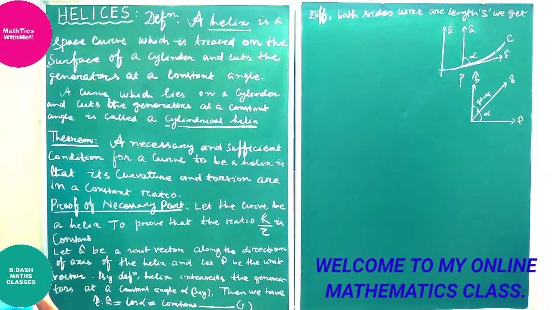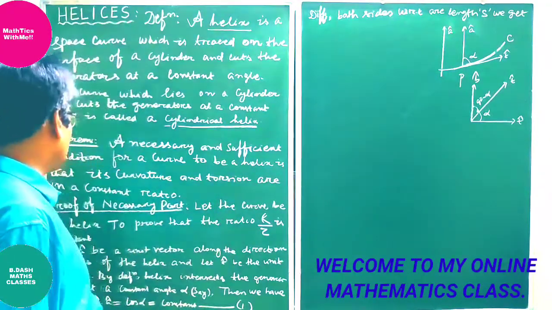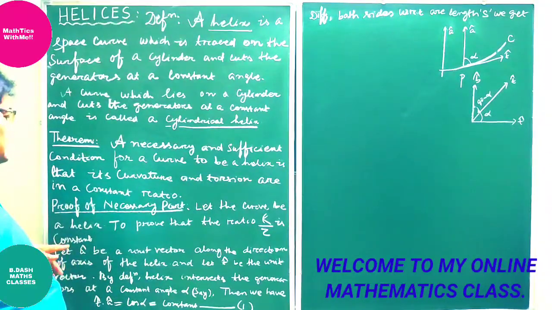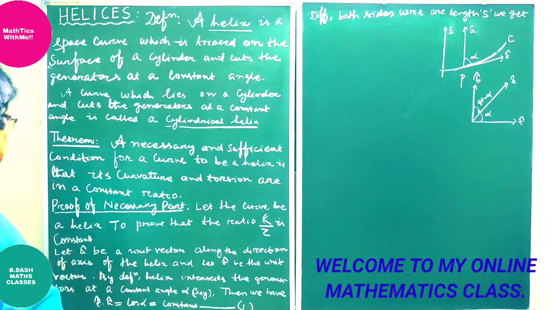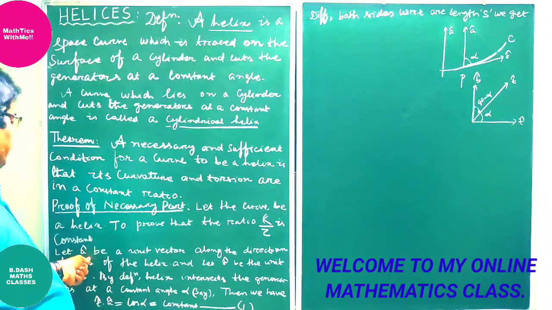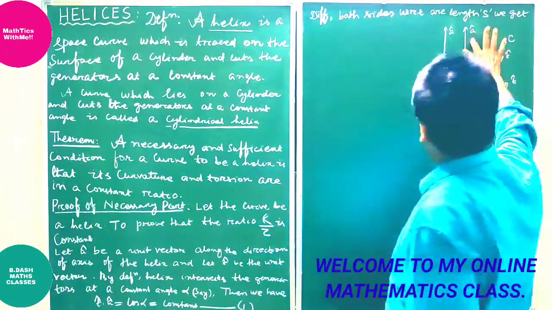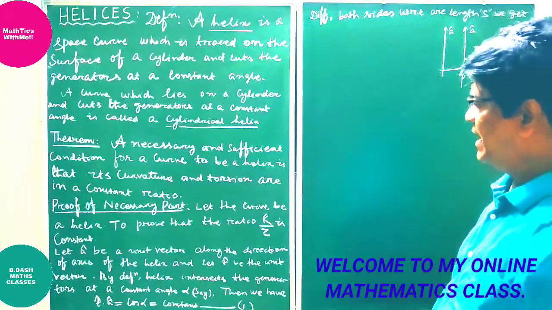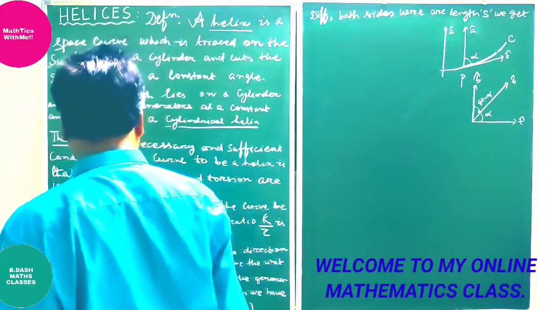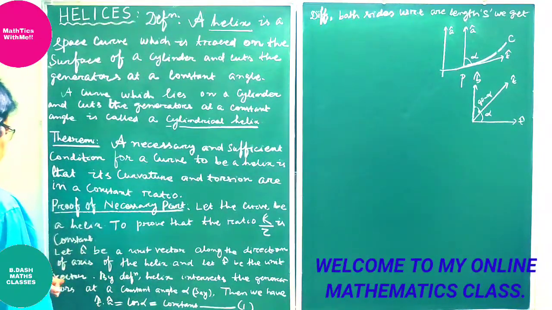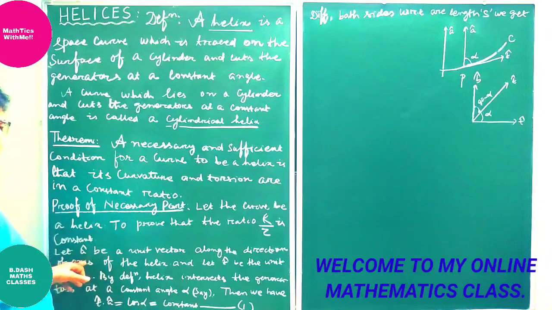Proof of necessary part. In this part, let us suppose that the curve is a helix and we have to show that the ratio kappa by tau, curvature by torsion, is constant. Let a cap be a unit vector along the direction of the axis of the helix, and t cap be a unit vector along the tangent. Here a cap, the unit vector along the direction of the axis, is also constant.